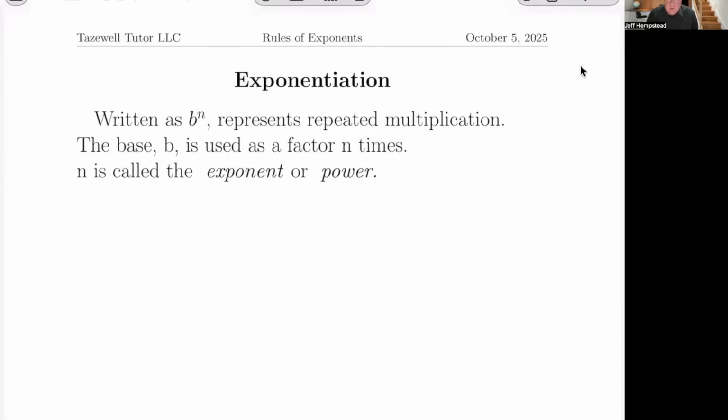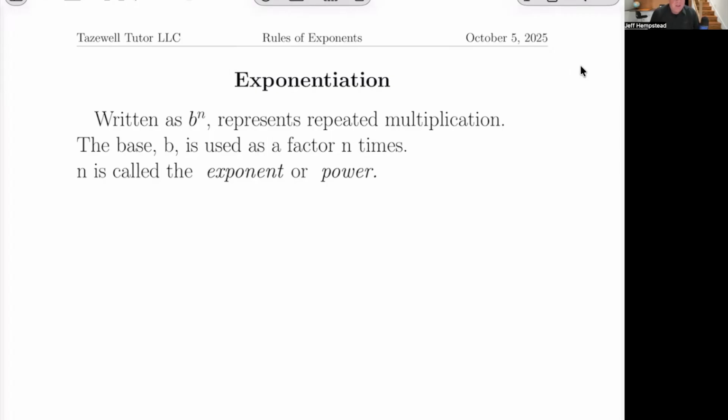Exponentiation is the process of repeated multiplication. We've already explored multiplication as repeated addition, but we can multiply over and over again. We're going to write our power as b raised to the nth power. The n is written above the line. We call that a superscript, written above.